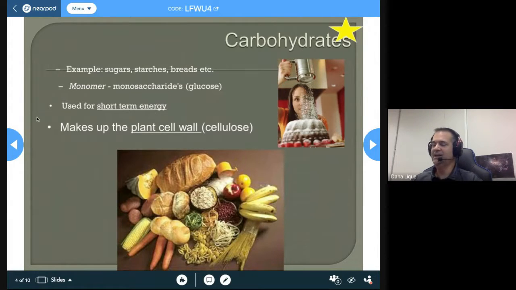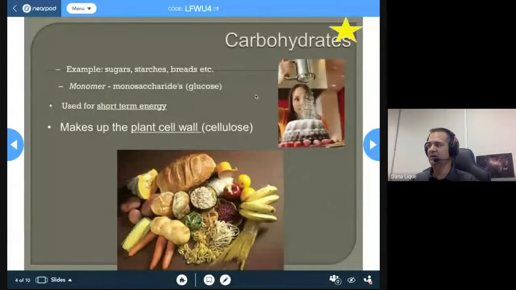And then it has other functions as well. I'm not going to go into detail on every single little one. For example, it makes up the cell wall of a plant. The monomer, what carbohydrates are made of, the fancy term for it is a monosaccharide. Mono means one, saccharide means sugar. And then carbohydrates are what we call polysaccharides. Poly means many, and saccharide, sugar. So a bunch of monosaccharides are going to make up a specific polysaccharide.